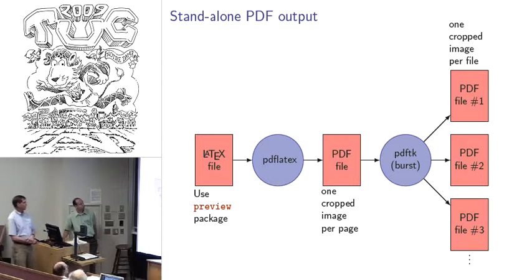One way to do this relies on another package, which you might already know about, the preview package. What we can do is process your original source file, which has all of your graphic images created with TeX, with PDF LaTeX, and by virtue of the preview package, what you end up with is a PDF file of cropped images, one per page. Then you can take that file and burst it into separate files in any of a number of ways. One way that we found was this PDF toolkit program.